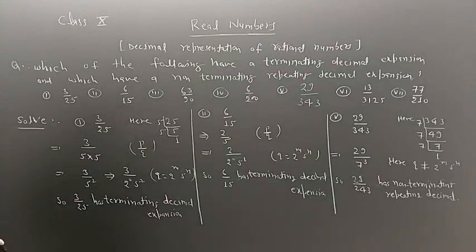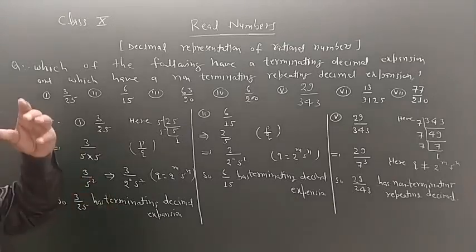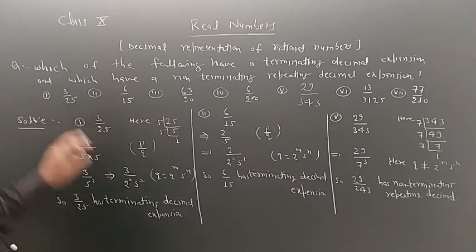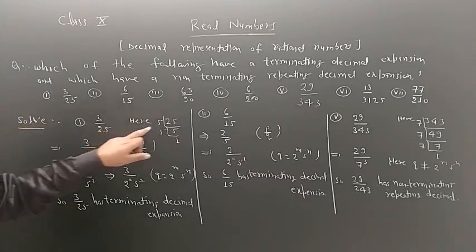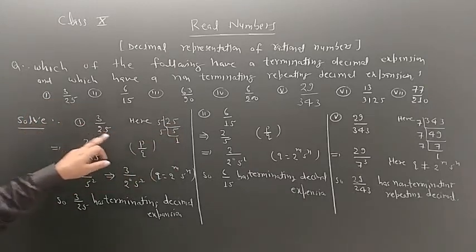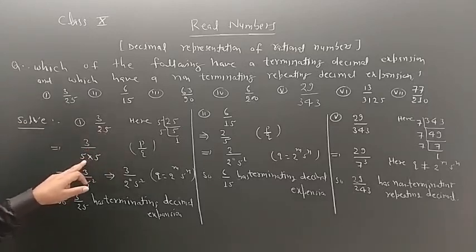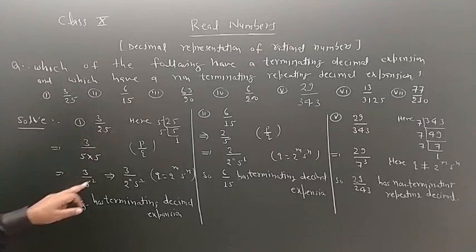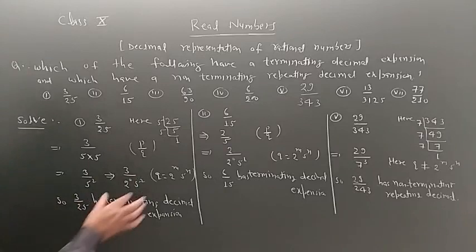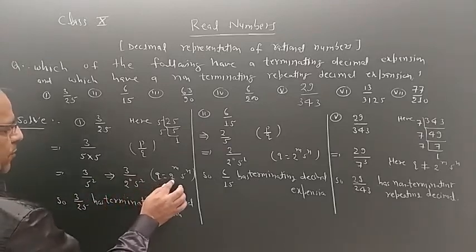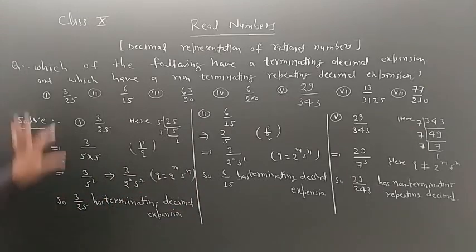The first step in this type of question is that we first reduce all the rational numbers to minimum co-primes. Okay? First is 3 upon 25. Here 25 has two factors, 5 into 5, so this can be expressed as 3 upon 5 square, that means 3 upon 2 to the power 0, 5 to the power 2. So the denominator can be expressed in the form of 2 to the power m, 5 to the power n. So 3 upon 25 has a terminating decimal expansion.